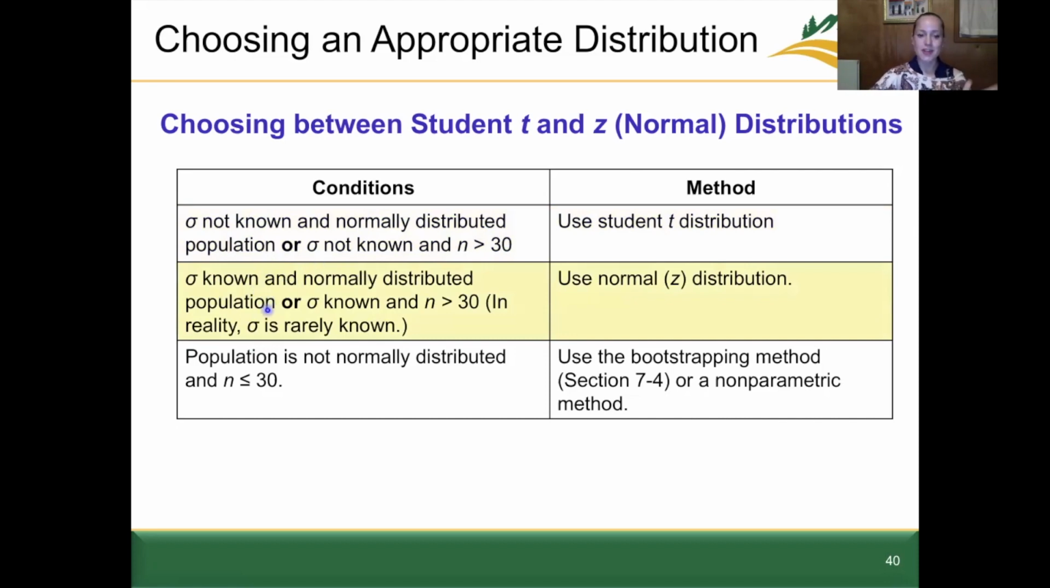Now, in this row, when we have the conditions that sigma is known and we have a normally distributed population, or sigma is known again and n is greater than 30, the key difference here is when sigma is not known and when sigma is known. Keep in mind again that sigma is rarely known, but in these cases, we use a normal z distribution. Then this last row here, a population is not normally distributed and n is less than or equal to 30. We would cover that in 7.4, but 7.4 is not in the scope of our class this semester.